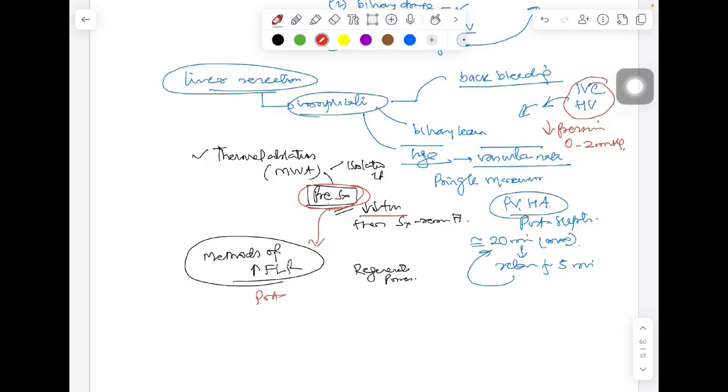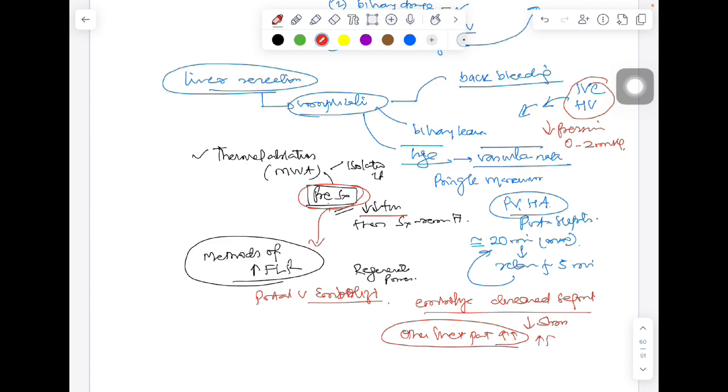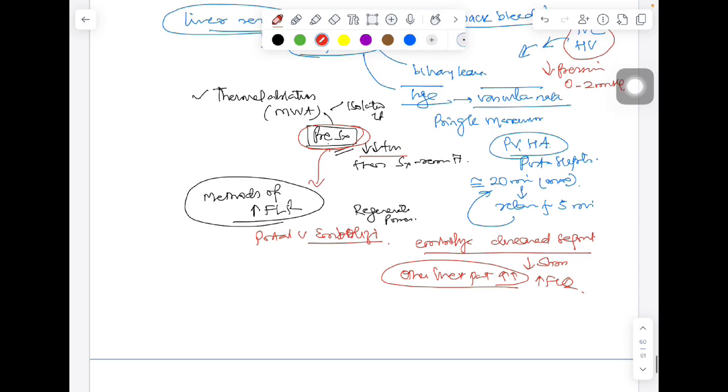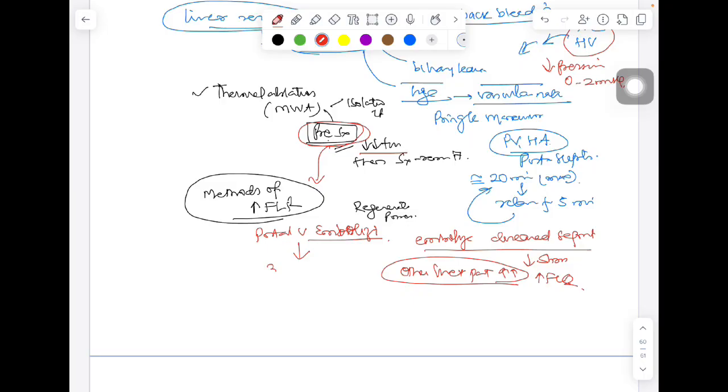Now then portal vein embolization. You embolize the diseased segment. That segment will shrink and the other liver part will proliferate. So here the FLR will increase. By doing this portal vein embolization, the normal liver part is hypertrophied. You check for 3 to 4 weeks. Once you put the embolization of the segment, then after 3 to 4 weeks, you check for FLR again or hypertrophy. Better term is hypertrophy here. Surgery has not been done.